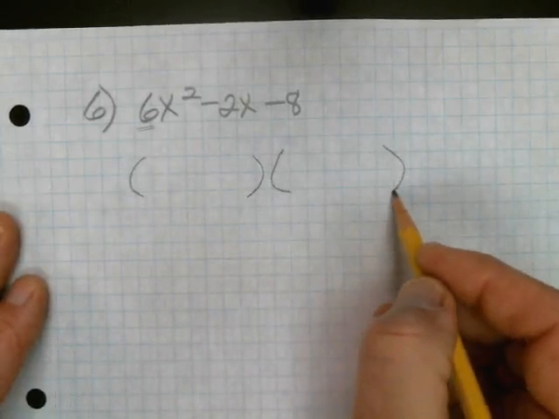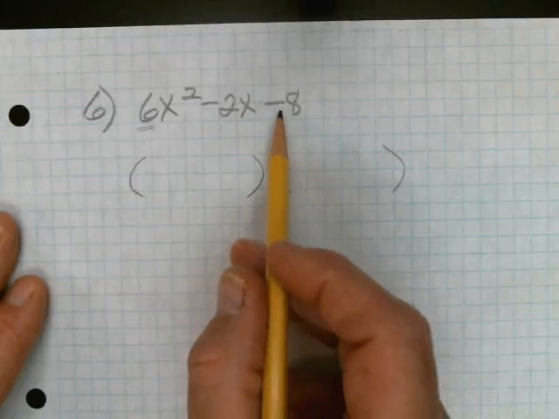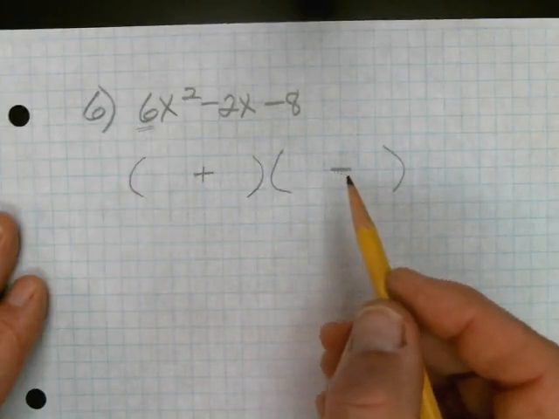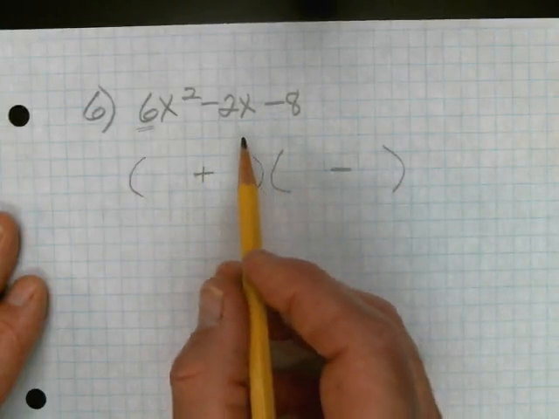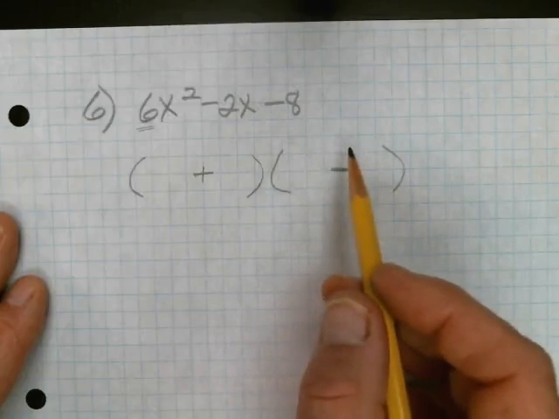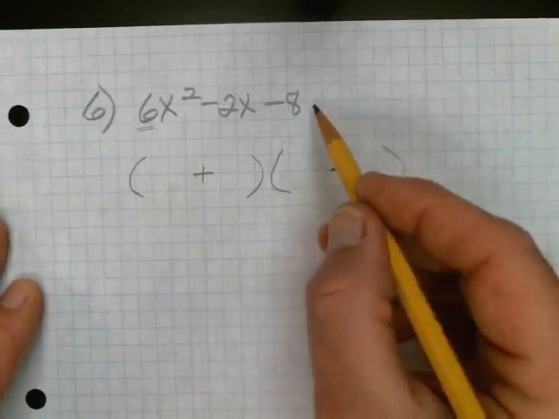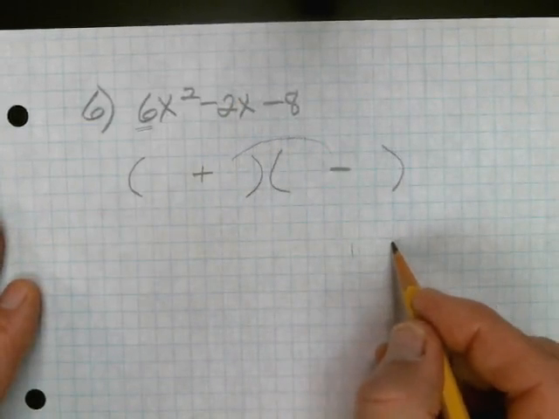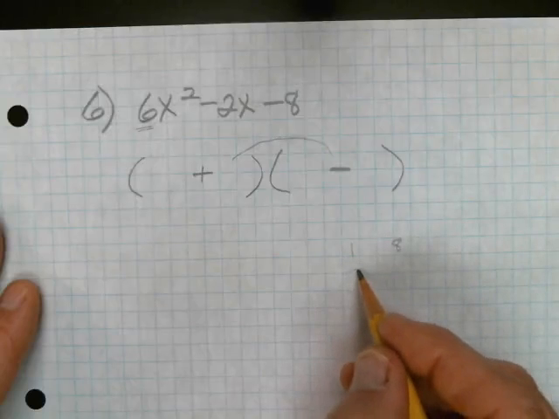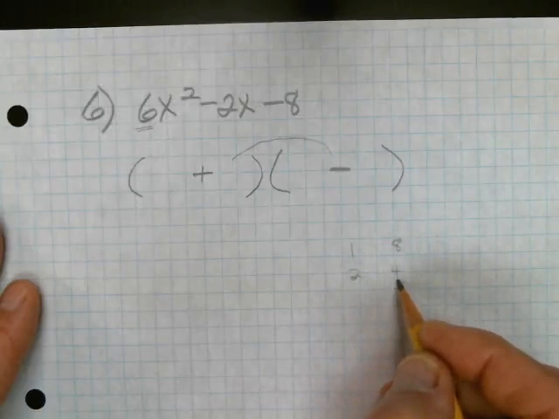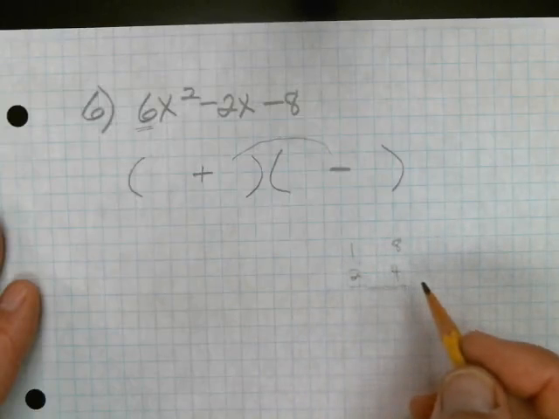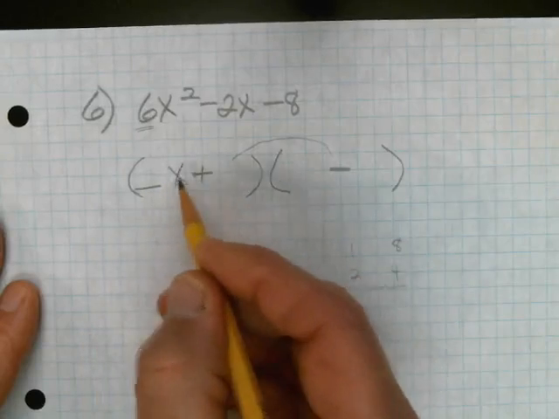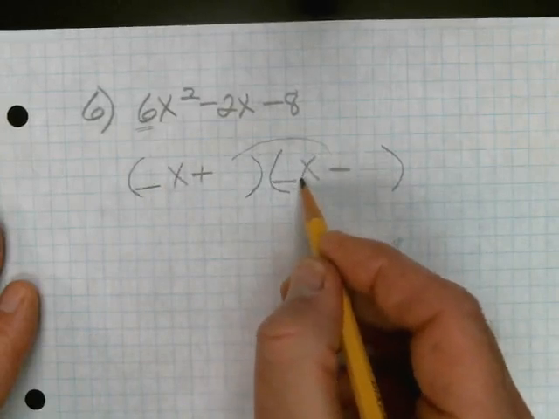A guess and check would be, well, I know to get a minus here, one of these is going to have to be positive, one is going to have to be a negative. And so that's going to help me there. So as far as possibilities here, it could be 1 and 8, or 2 and 4. 2 and 4 is looking pretty good to me. And then I'm going to have something x here and something x here, okay?